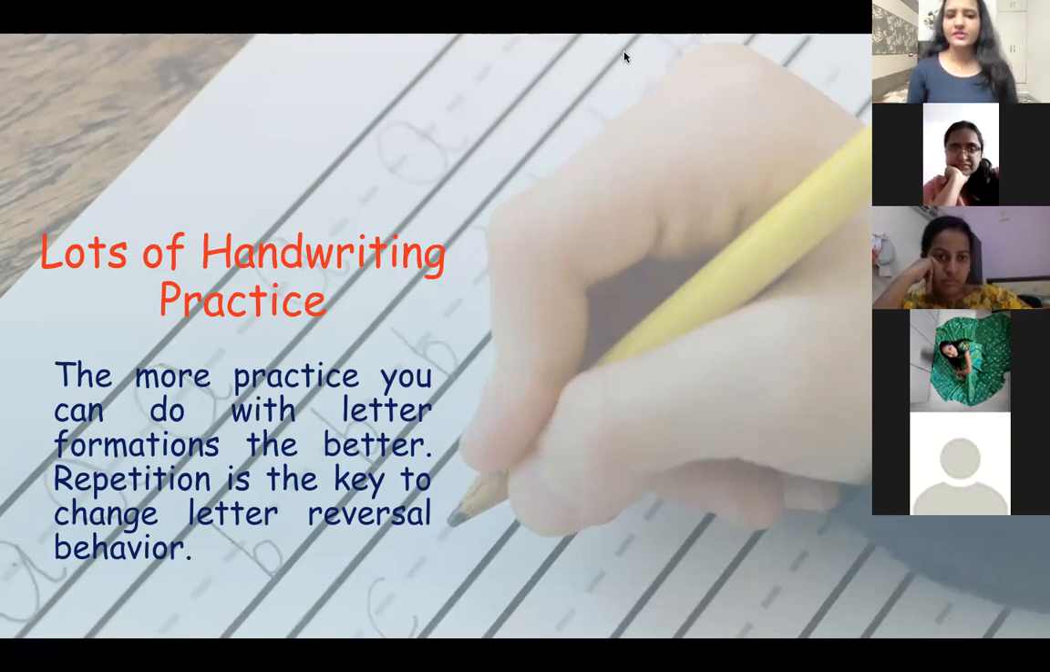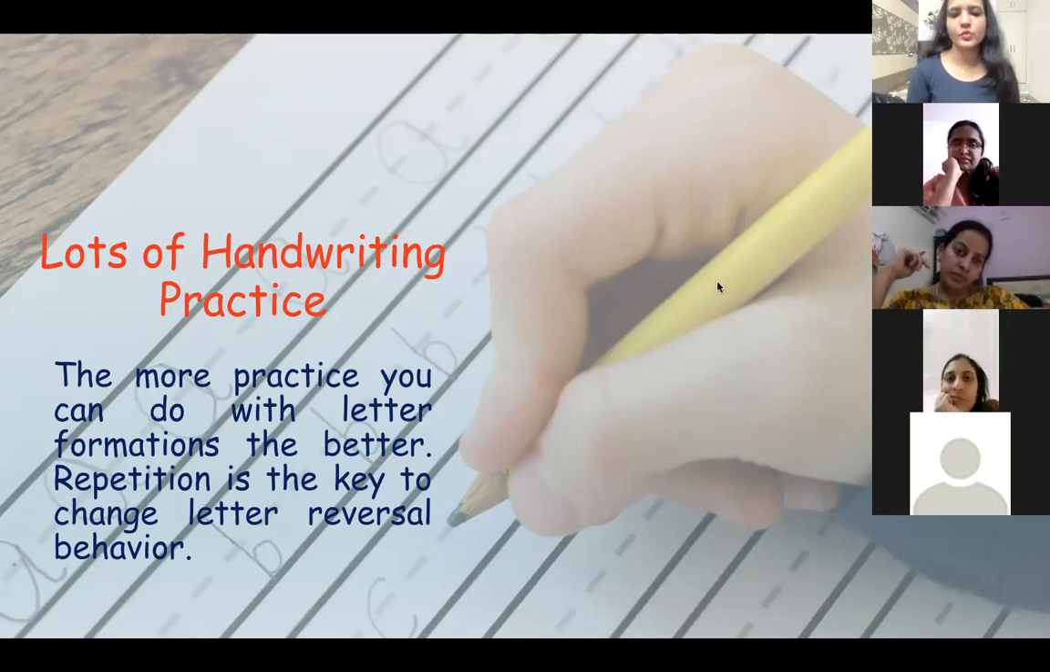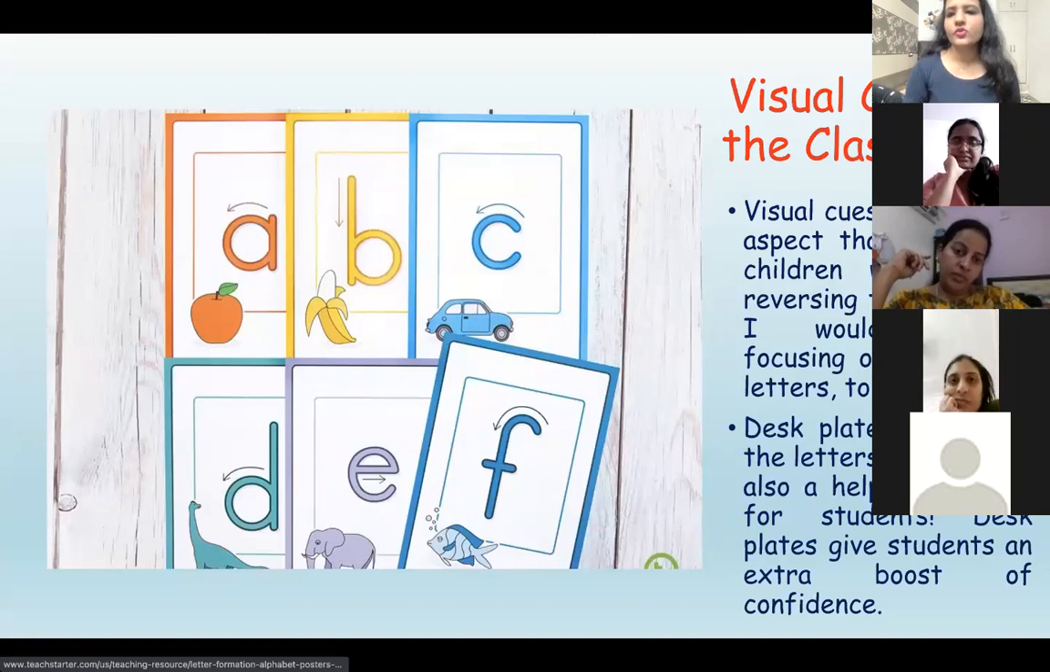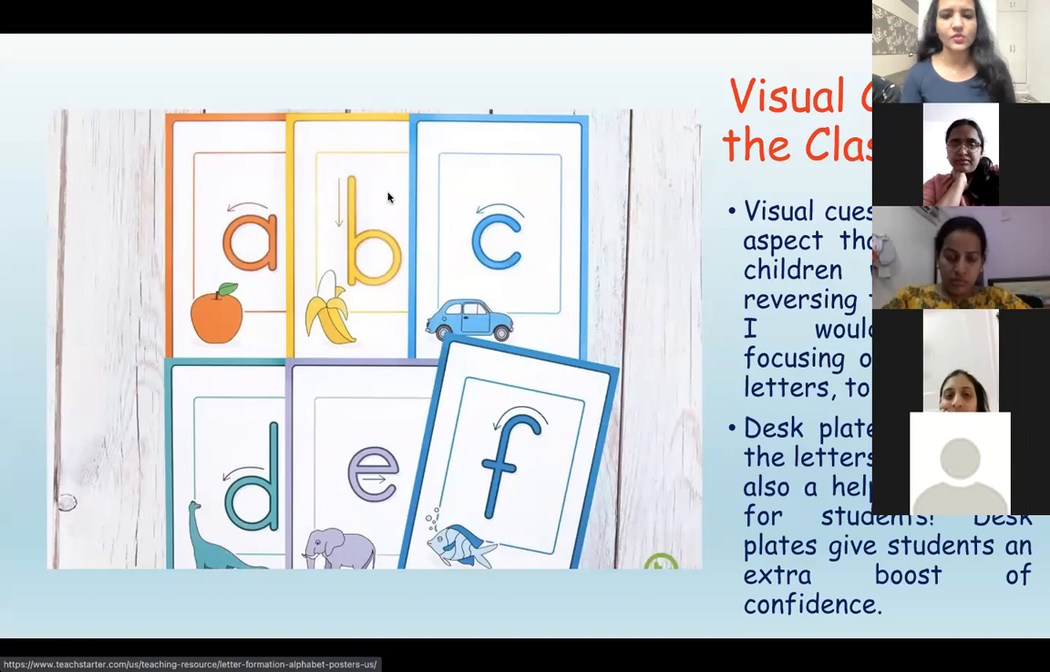So basically, practice is important. Making that letter and word is important. Now, writing practice should be there also with the pencil, but we can always follow the other alternatives too. Now, visual cues in the classroom. So here it's written classroom, but we can even do this in our home.